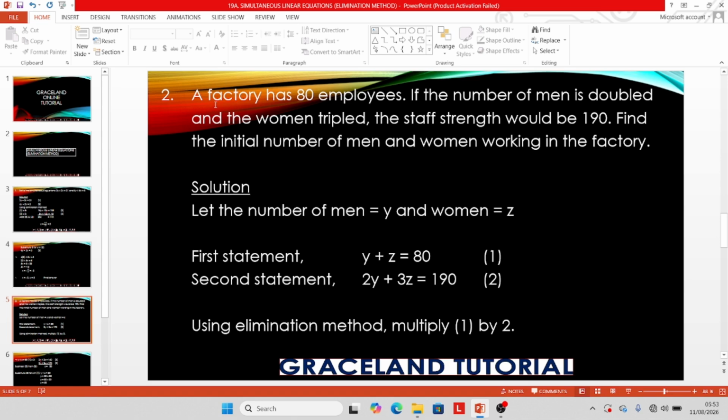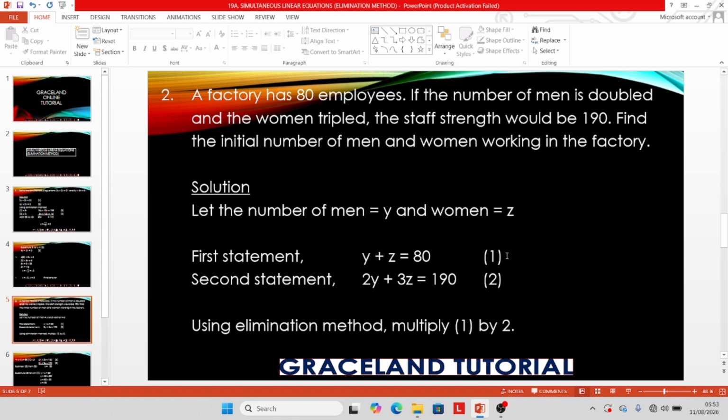Now, from the first statement, it says, a factory has 80 employees. In other words, the number of men and women working in that factory is 80. So, which means from the first statement, y, which is the number of men, plus z, which is the number of women, must give us 80. And that will stand as equation 1.